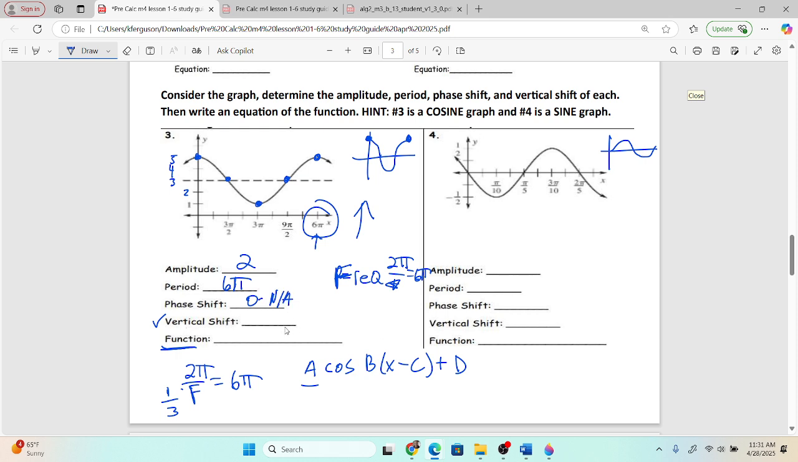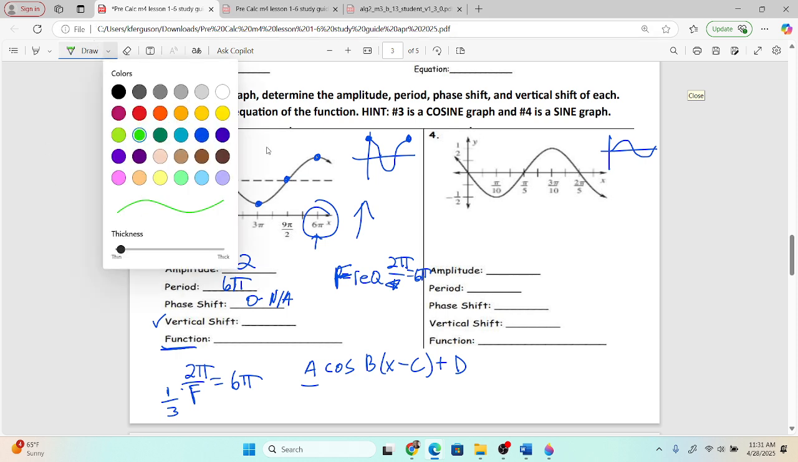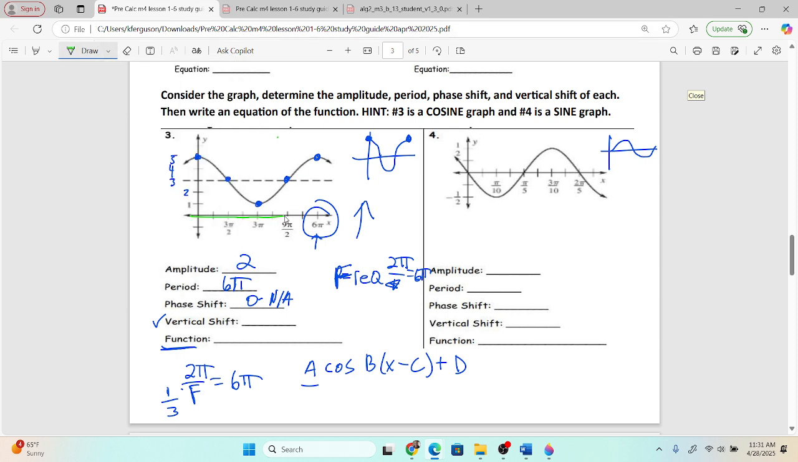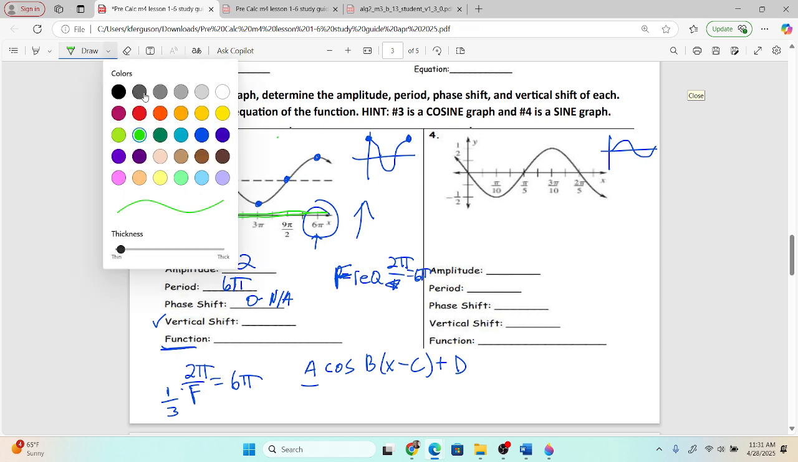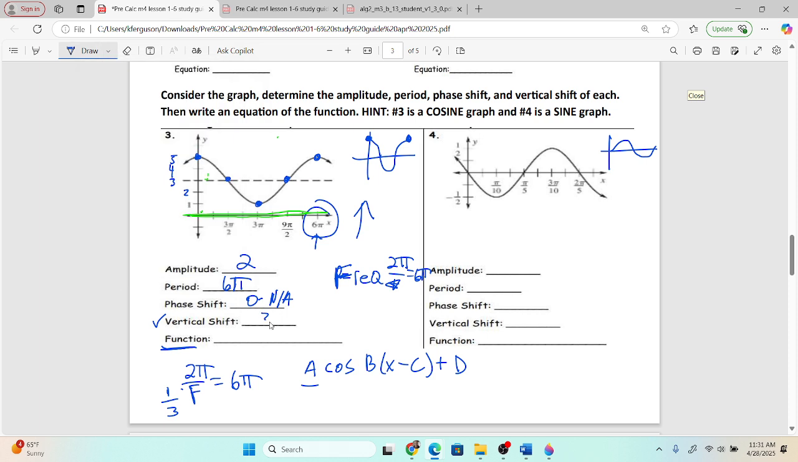Then I got vertical shift. Now, see, that makes a difference because usually this is the midline. But where's my midline? It's way up there. So then my vertical shift is from this point to that point. So I just count. Uno, dos, tres. So my vertical shift is what? 3. So I got 3 right there.